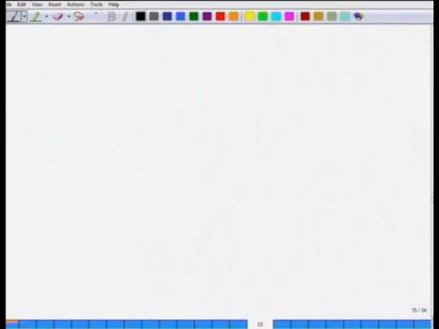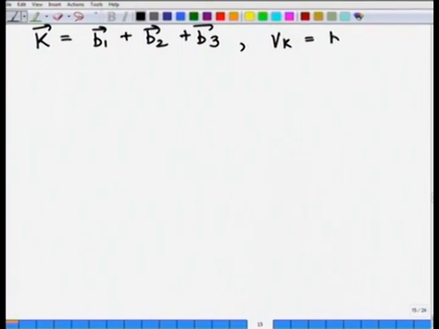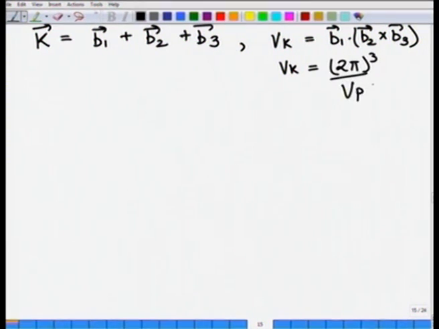Remember, a vector k which is due to B1 plus B2 plus B3 in the primitive cell leads to a primitive cell volume. This primitive cell volume will be equal to just B1 dot B2 cross B3. That is the volume of the primitive cell in the reciprocal space. Similarly, if you look at this k, what will be the volume occupied by this k state? This quantity of course will be equal to, you can see, 2 pi whole cube divided by V_p, that you can carry out this exercise.